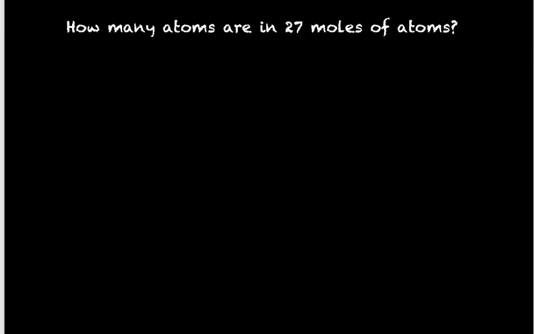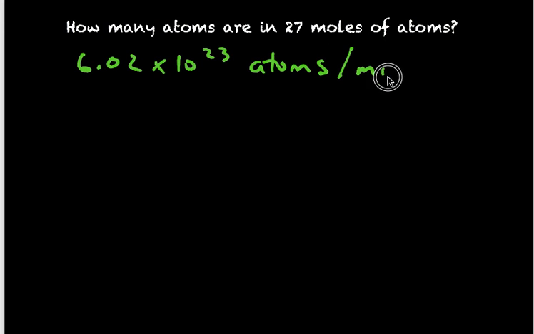Next problem, same as before. How many atoms are in 27 moles of atoms? So just like the last problem, we need to find out how many atoms there are for every mole. So there are 6.02 times 10 to the 23rd atoms for every 1 mole. Now we have 27 moles.